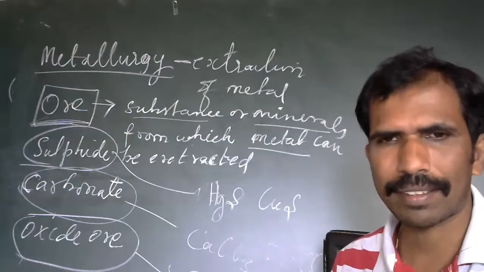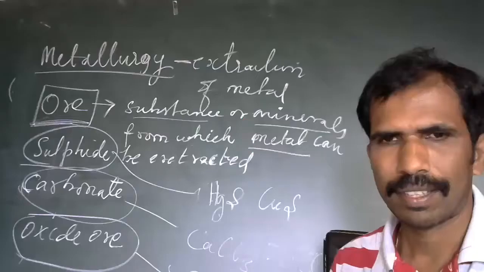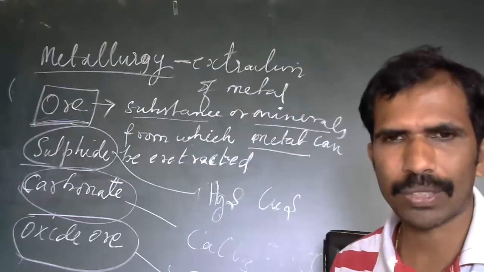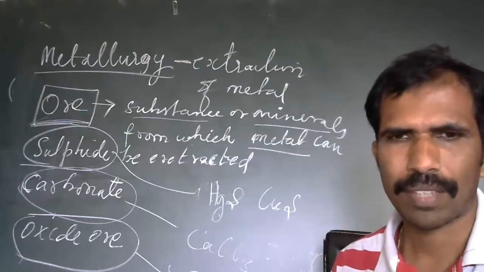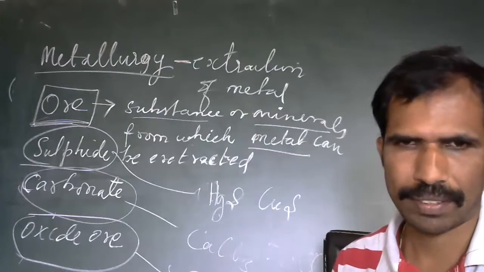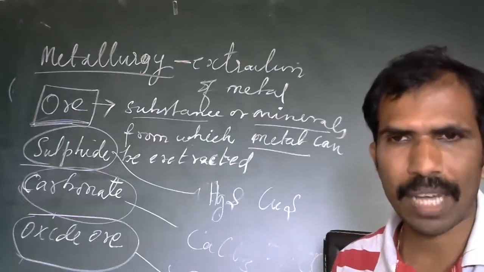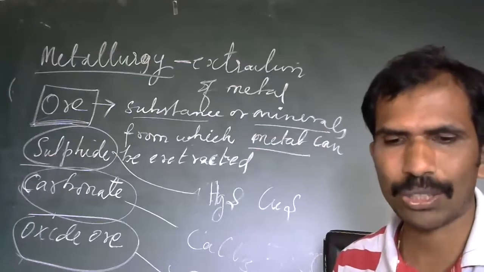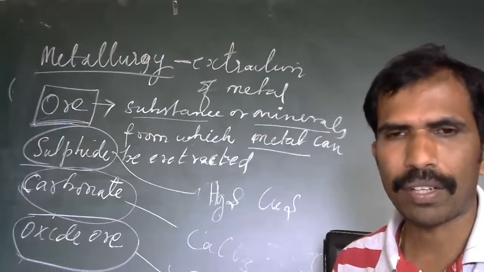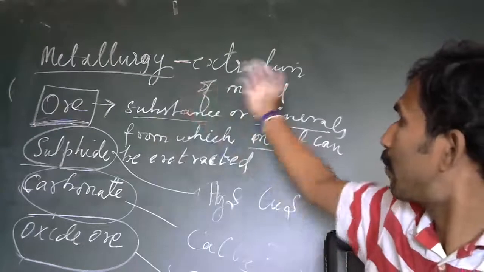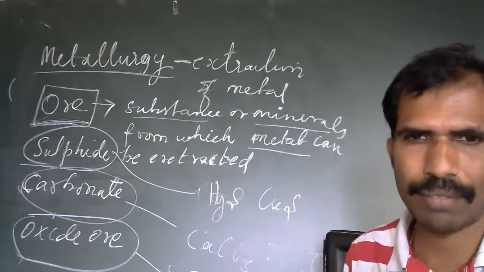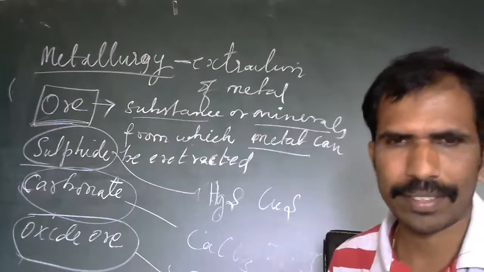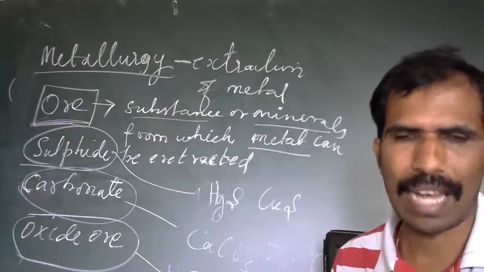That's called mining. After the mining, the ore will have some impurities. Sand impurities will be there, muddy impurities will be there. All that has to be removed first. Those impurities which are present in the ore are called gangue or matrix. That has to be removed before extraction. Easily washable, easily removable impurities have to be removed first.